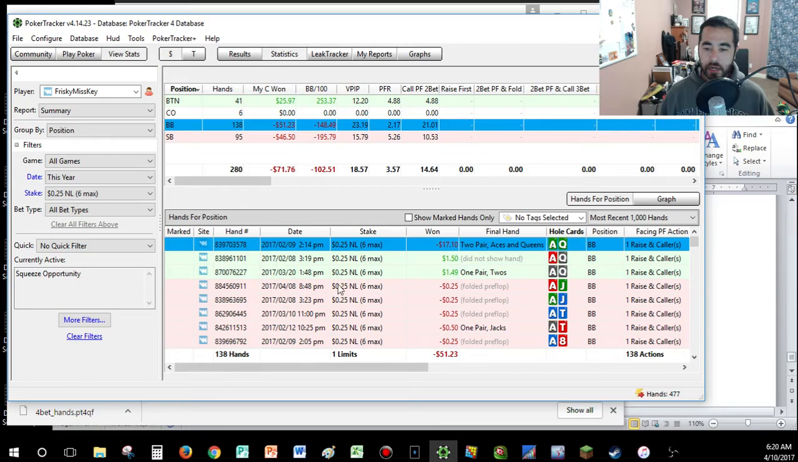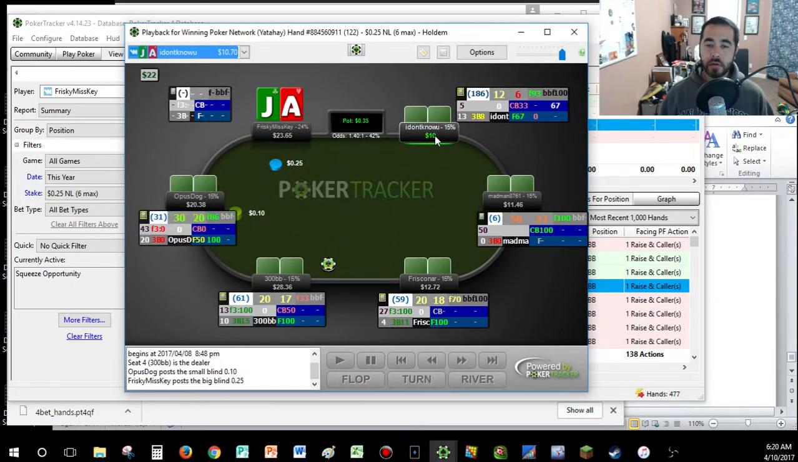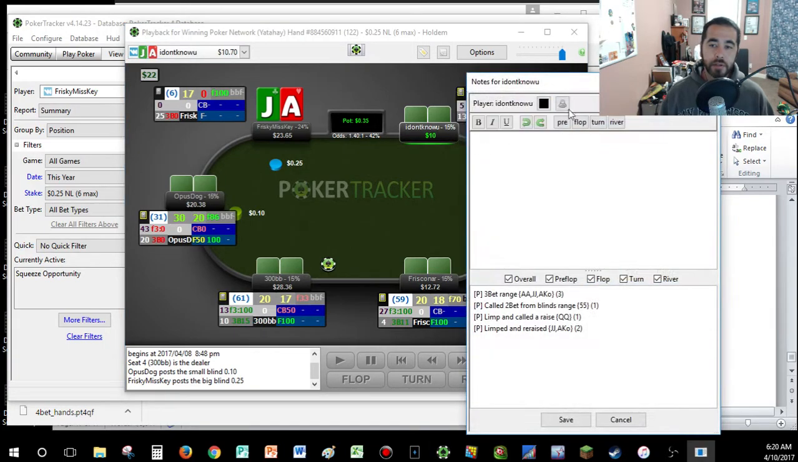Auto notes are, in case you don't know, let's open up this table. So right here, this is the notes tracker within Poker Tracker 4. This is where you type all your notes up here. Down below, these are the auto notes. So you can see these are already set up. It tells you the hands that they've 3-bet with, what they've called 2-bets with from the blinds. They limp and call a raise, limp and re-raise. It shows you those hands and how many instances you've seen it. So we've seen 3 times they've 3-bet with aces, jacks, and ace king. So a pretty tight, regular standard 3-bettor right here.